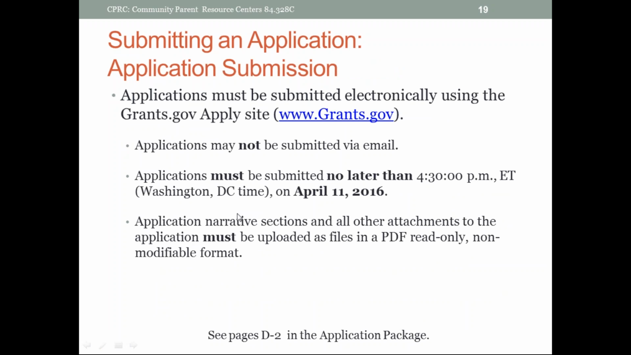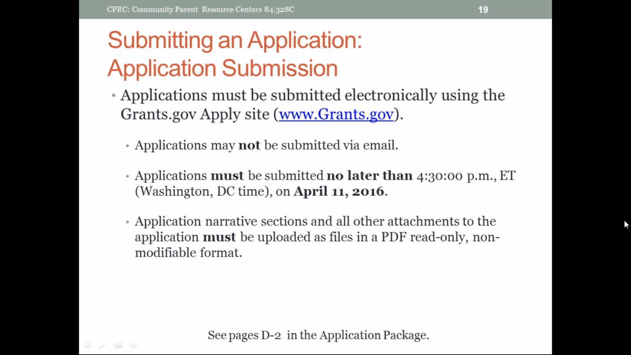So when you submit an application, you must submit electronically. Applications cannot be submitted via email. And again, I want to stress again, a second later than 4:30 p.m. Eastern Time, 1 second later is considered late, and it will not be read, it will not be processed.